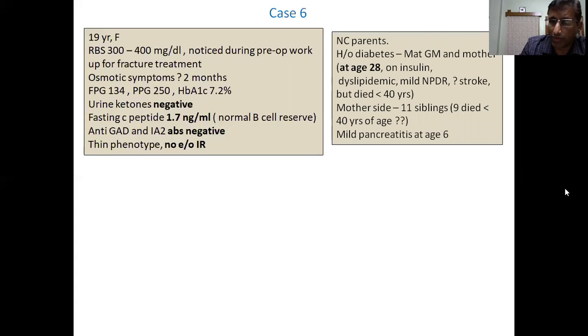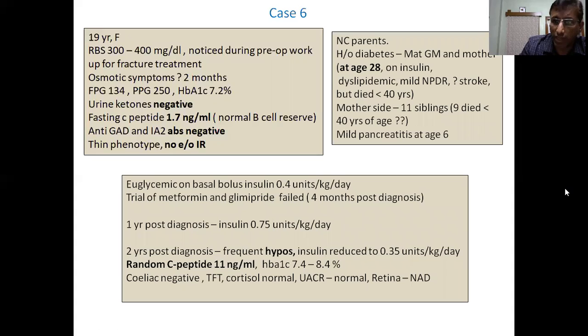Strong family history of diabetes. Both maternal grandmother and mother had diabetes. Mother was diagnosed at the age of 28. She required insulin. She was also dyslipidemic, with mild NPDR and a possible stroke event, but died before 40 years of age. We don't know anything other than this. And the girl also had mild pancreatitis at the age of 6. So the question comes, is she type 1 or is she type 2? Or is she fibrocalculous pancreatic diabetes because of the past history of pancreatitis?